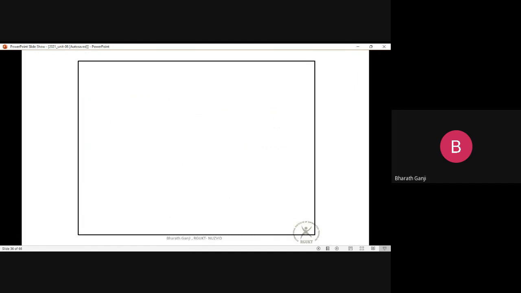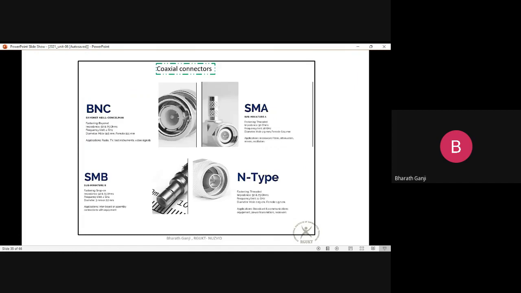So these are various kinds of connectors. Okay, so nothing much deep into the connectors. As a part of the course, we just have to introduce you to various types of connectors. Maybe you'll see a little bit more in-depth analysis of these connectors when you deal with the RF and microwave course or in the lab. Right. So this is about the coaxial connectors. Let us move on to the next topic.